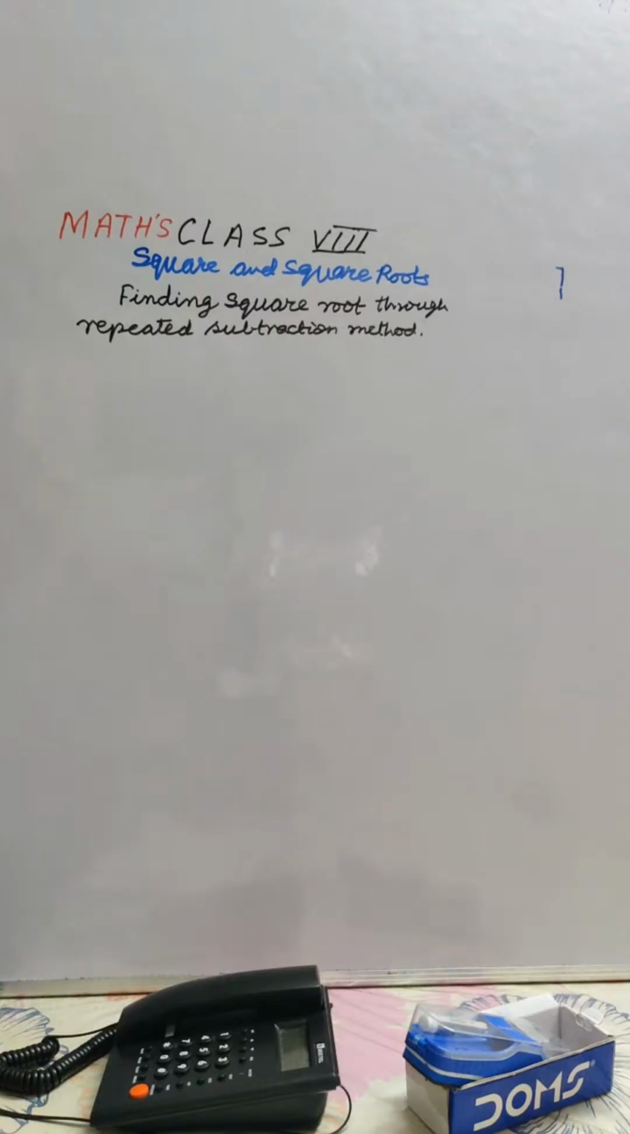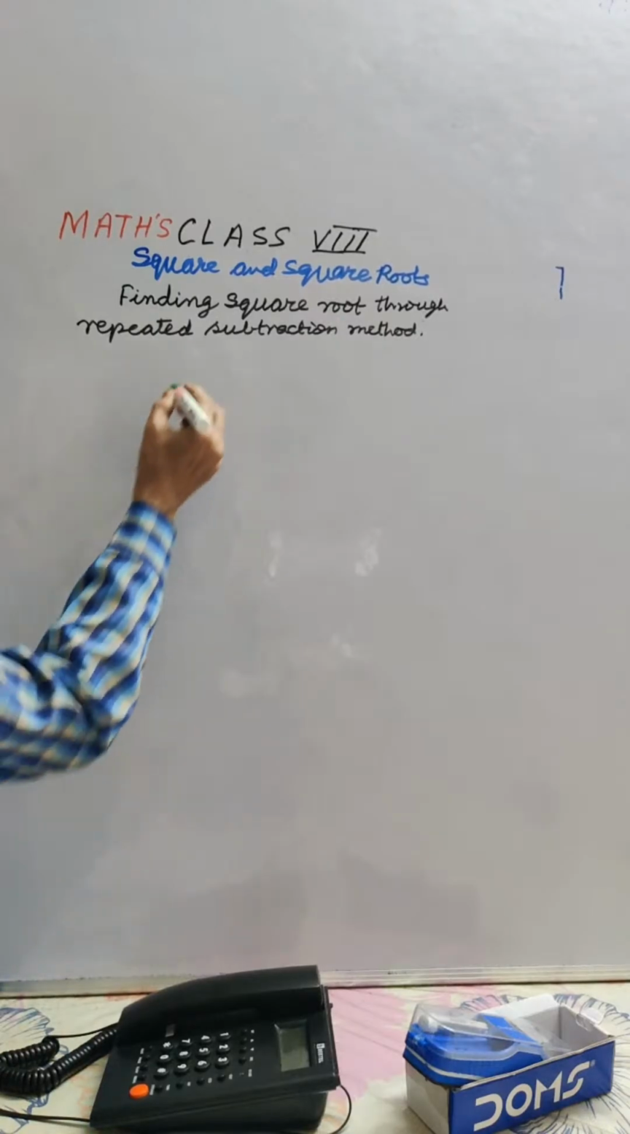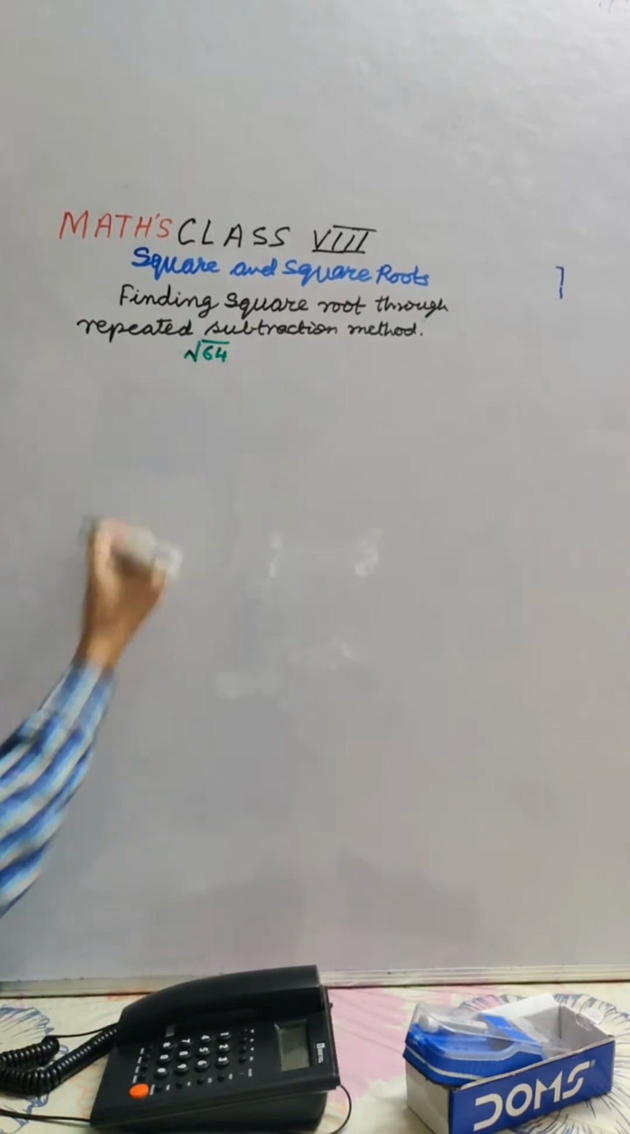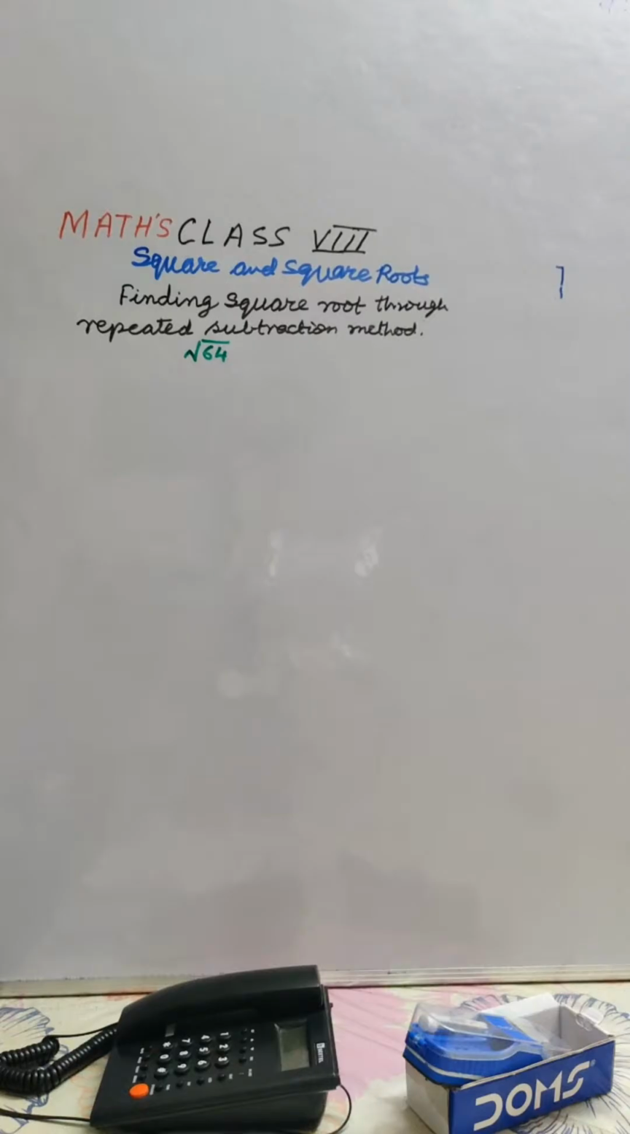Suppose we have to find the square root of 64. What do we do? We subtract all the odd numbers from it and count the number of odd numbers we have subtracted from it to get the number whose square is this.